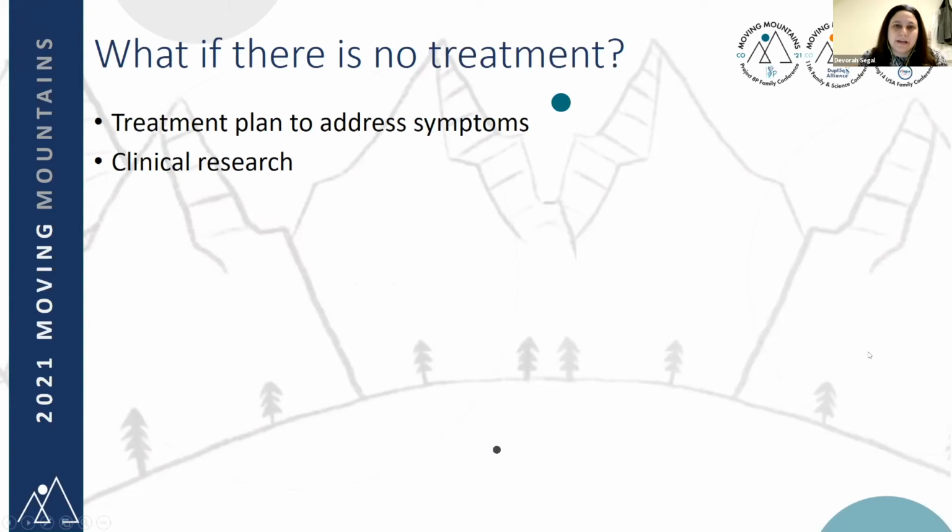Now, so we're talking about treatment, therapies. What if there is no treatment? What if there's no cure? What if there's no specific medication for your child's disorder? You can still develop a treatment plan to address symptoms, and you can think about options for clinical research. So that's sort of my segue into the research part of this talk.